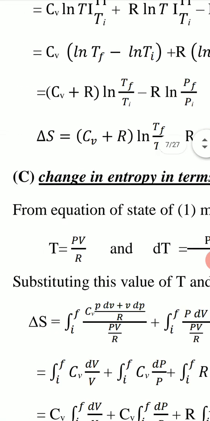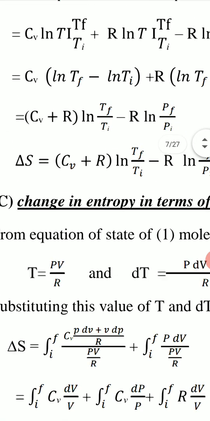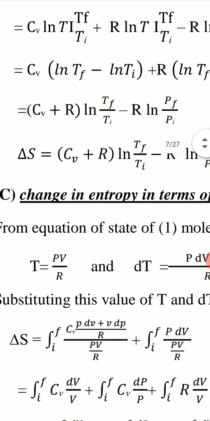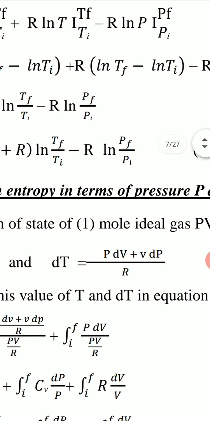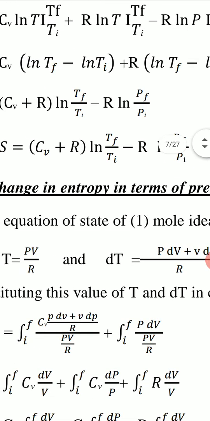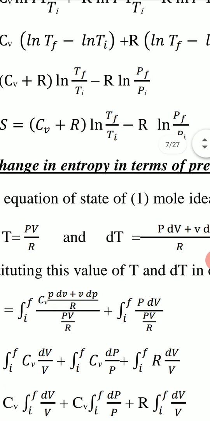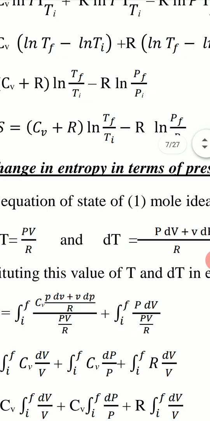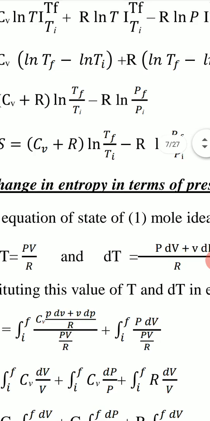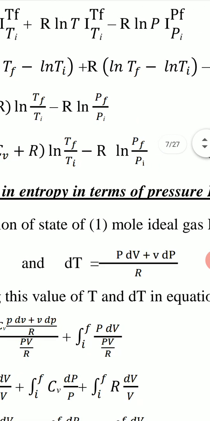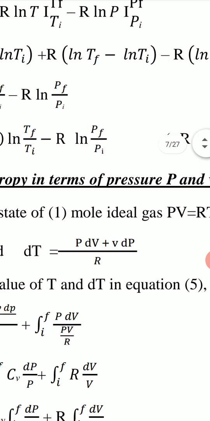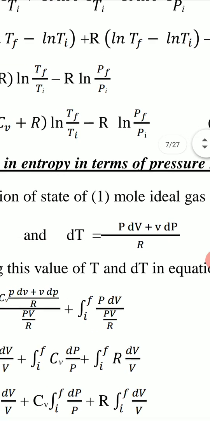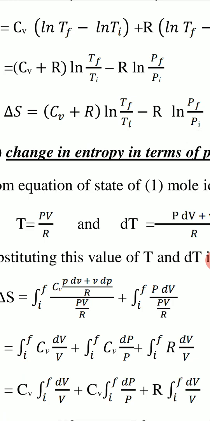We can write this as Cv, log Tf minus log Ti becomes log Tf upon Ti, in the first two terms, in which R is taken common, and the remaining terms become Cv plus R. So we have Cv plus R into log Tf upon Ti. Log Tf upon Ti is for log Tf minus log Ti, and in the last term we have minus R log Pf upon Pi. We can also write here the value of R, that is Cp minus Cv.